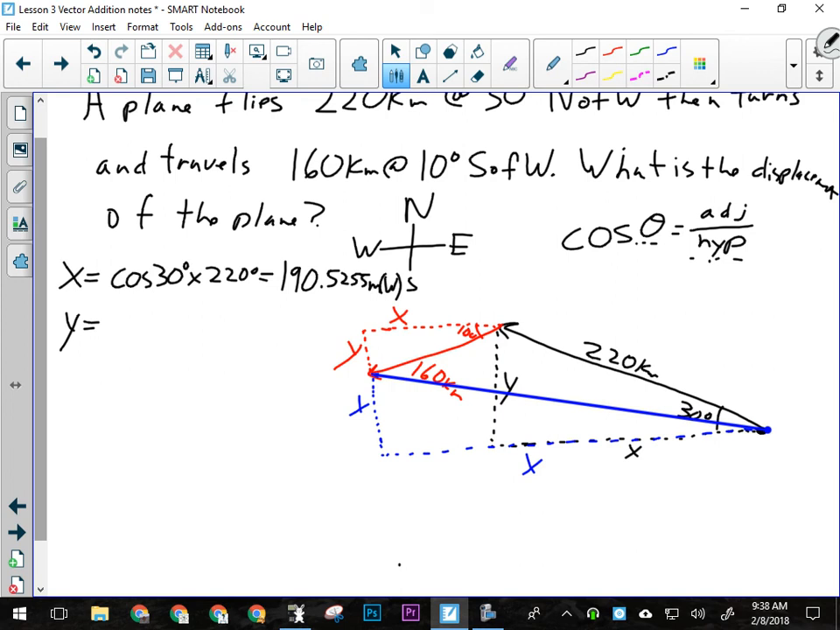Now I know two sides of the triangle as well. So, okay, but I'm going to go with sine. Sine of 30 times the hypotenuse, 220, should be 110 meters north. Okay.